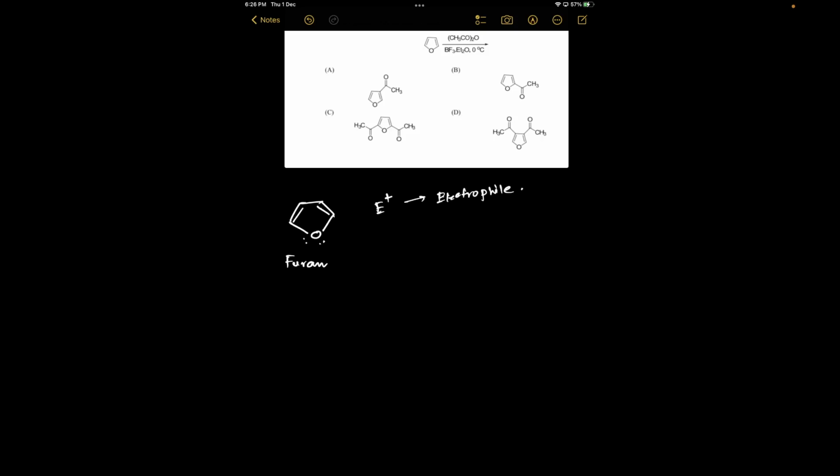So there are mainly two possibilities. Let's say this is position 1, this is 2, this is 3, this is 4, this is 5. The electrophile can attack at two different positions, position number 2 and position number 3. So there will be two possibilities. One is attack at position 2.